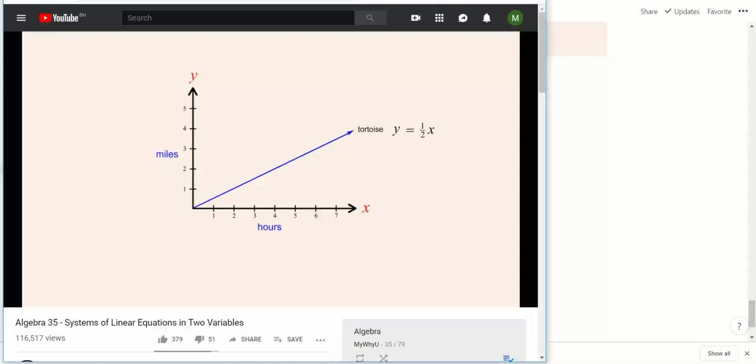Now that we have the equation for the tortoise's graph, we need to derive the equation for the hare. Since the hare is traveling at a constant speed of 2 miles per hour, the slope of his graph is 2.